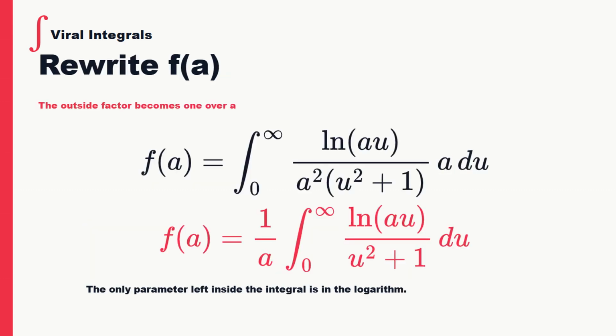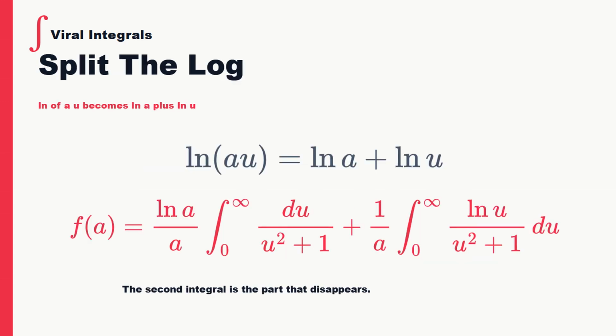Plugging that substitution in and simplifying gives us that f of a is equal to 1 over a times the integral from 0 to infinity of natural log of au over u squared plus 1 du. And we know that we can split up natural logs over multiplication. And we see that in this step here. Natural log au is natural log a plus natural log u. So f of a splits into two separate integrals.